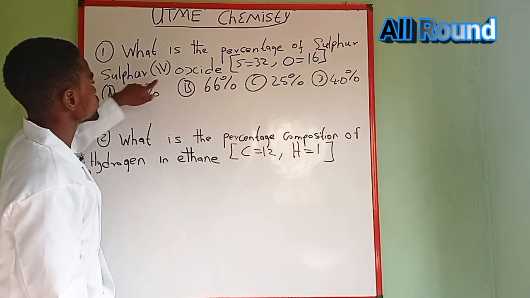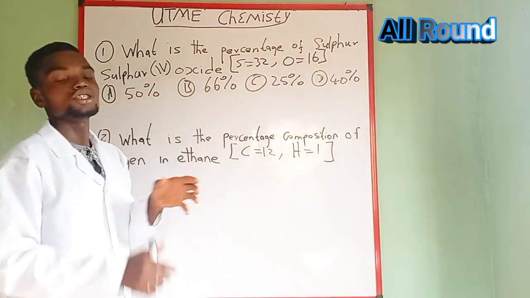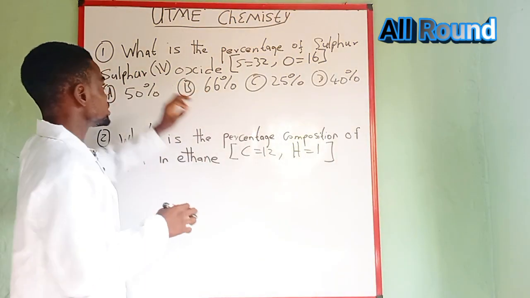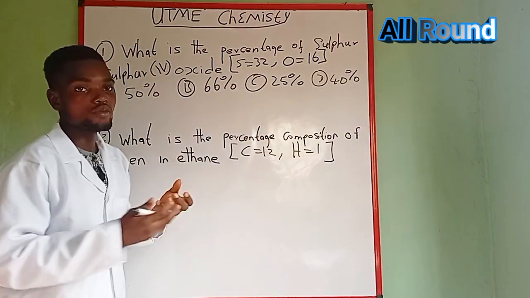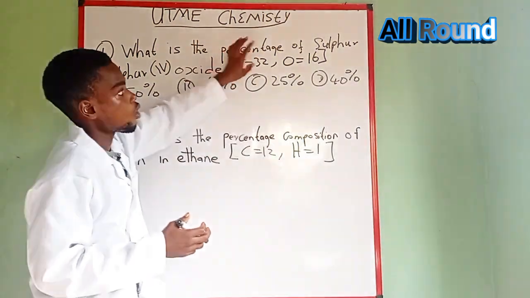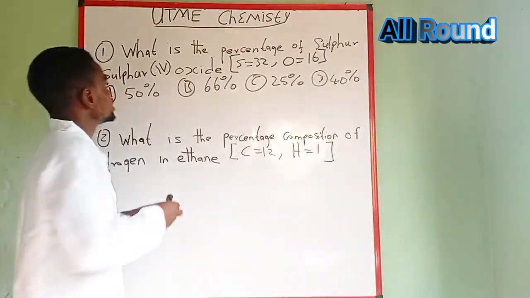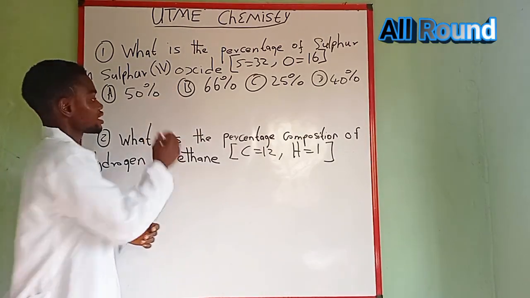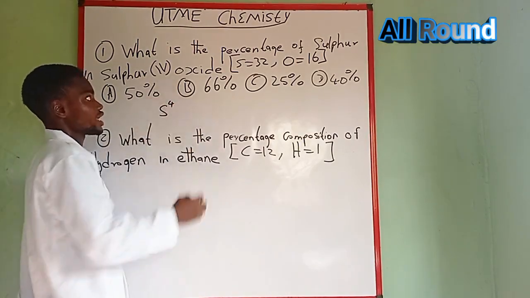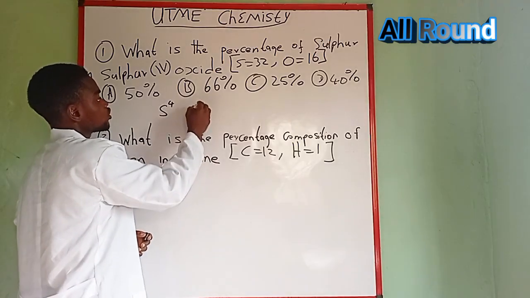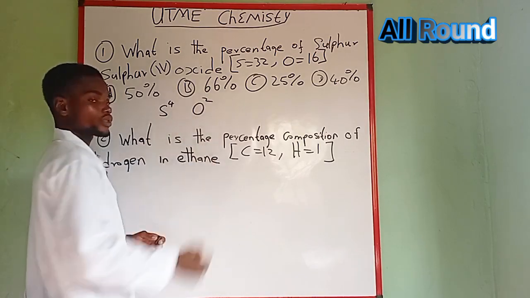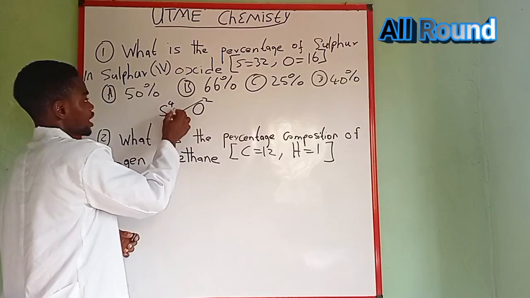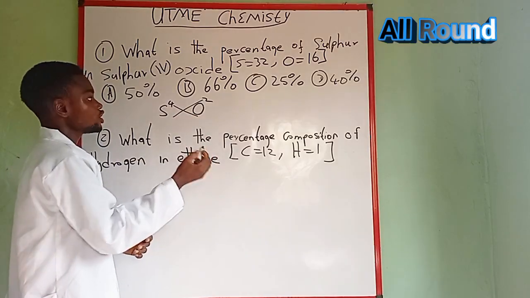For you to get the percentage of sulfur in this compound, sulfur(IV) oxide, you need to put in this formula so that you know how much mass of sulfur or oxygen is involved. For sulfur(IV) oxide, sulfur has a valence of 4 and oxide has a valence of 2. Now we cross over.